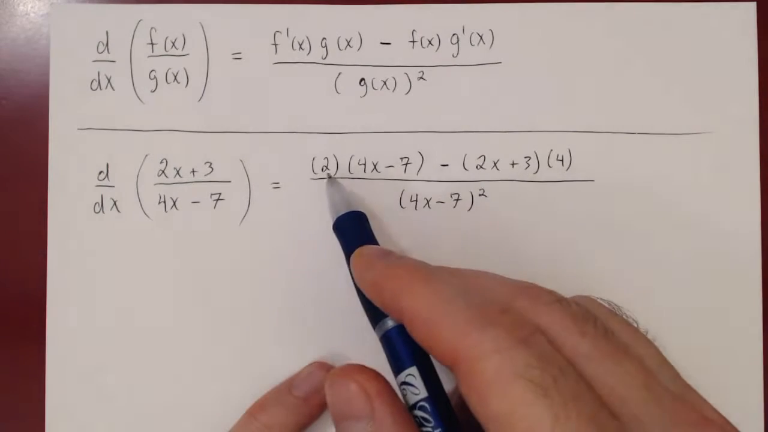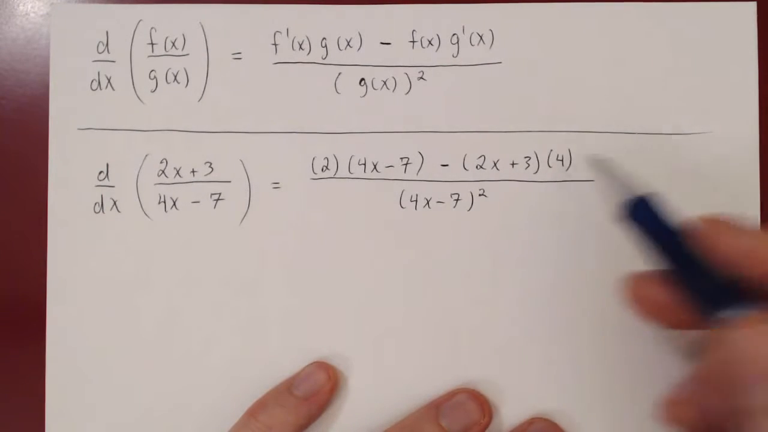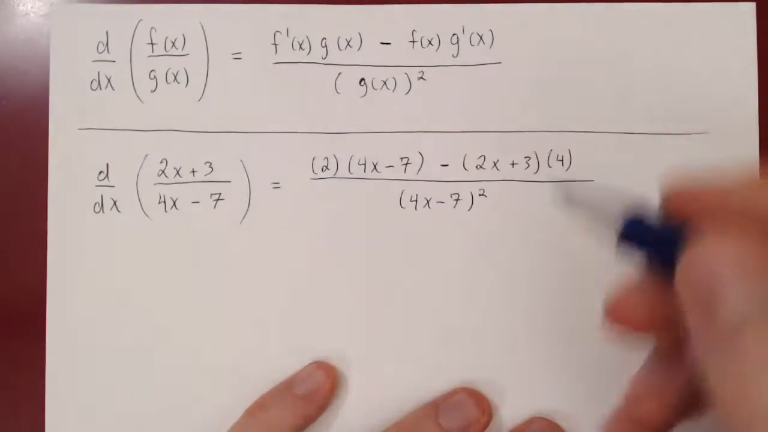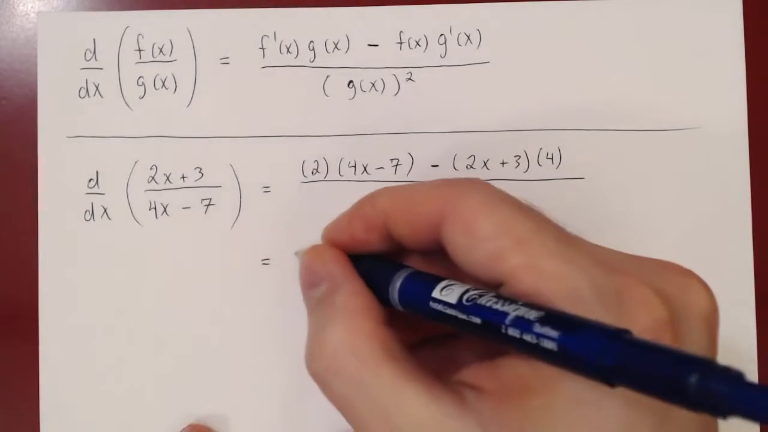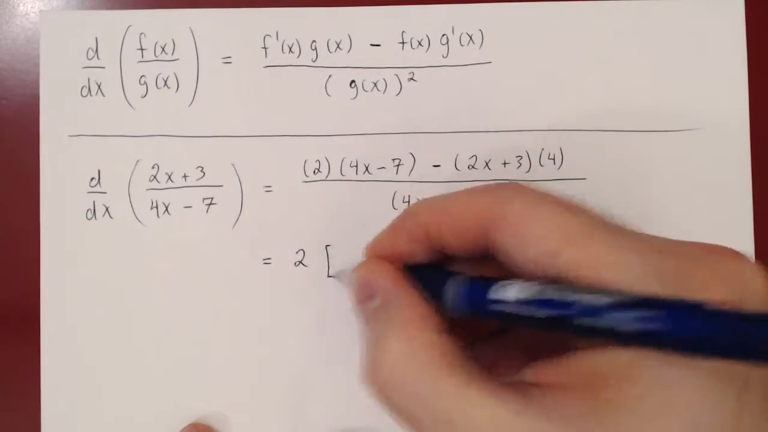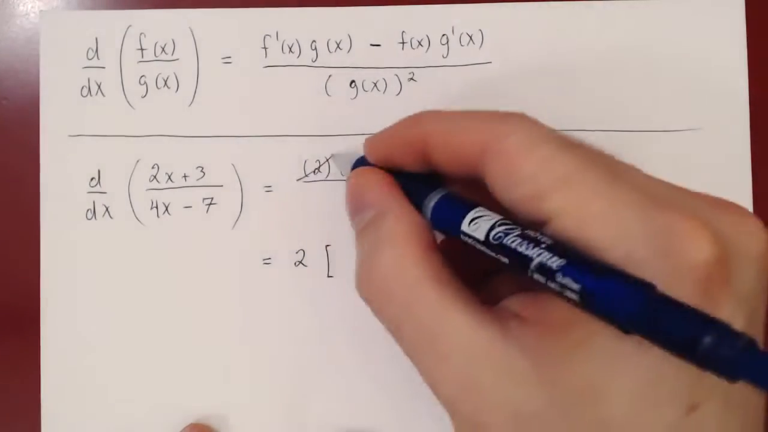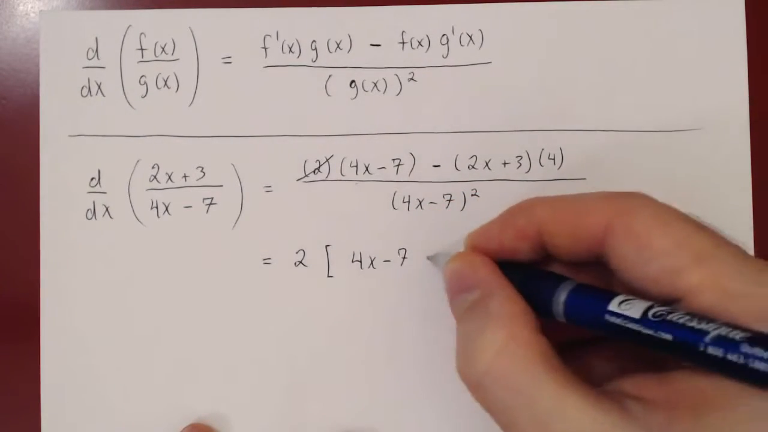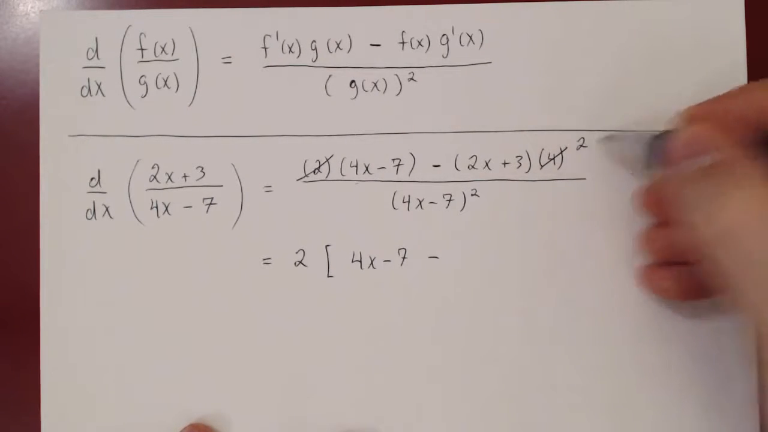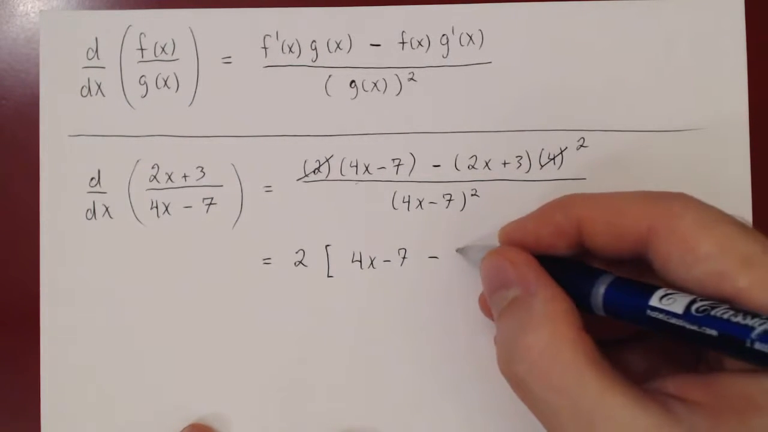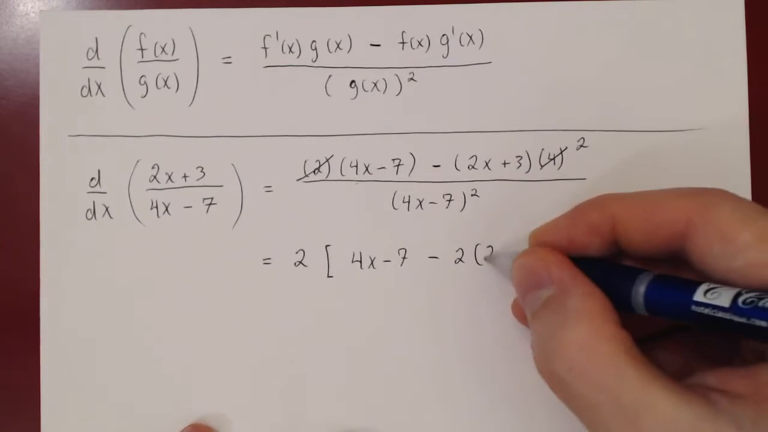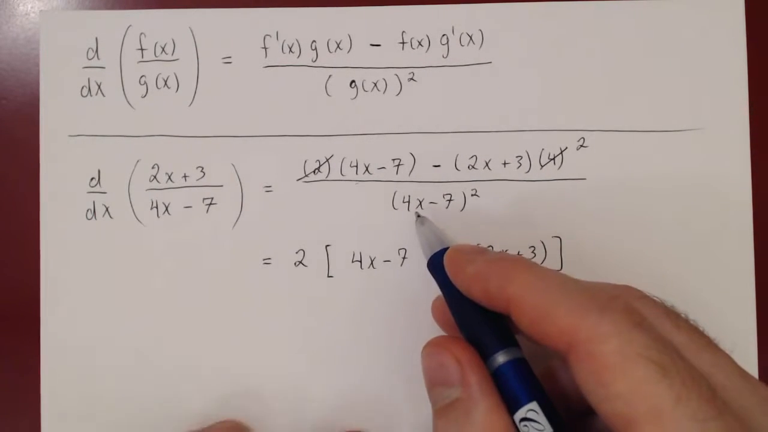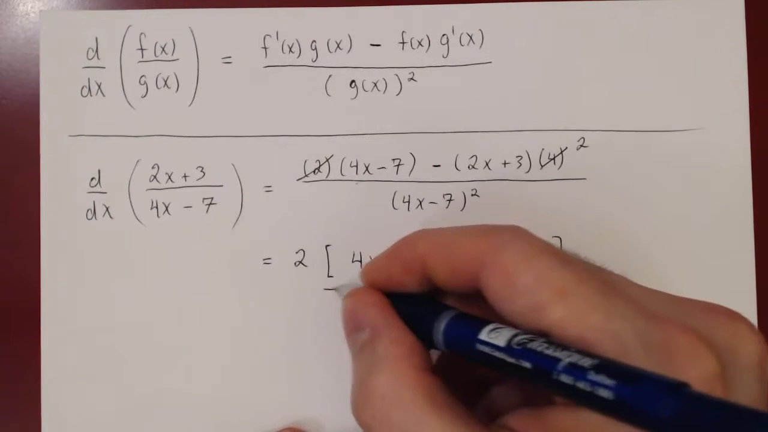So if you look here on the numerator, we have a difference of two terms. Before multiplying out this by 2 and this by 4, we can factor. It's not much, but we can factor a 2. So let's do so. We'll have 2 times, we factor 2 from this one, we're left with 4x minus 7. Minus, factor 2 from 4, and you're left with a 2. So minus 2 times 2x plus 3. All over the square of 4x minus 7.